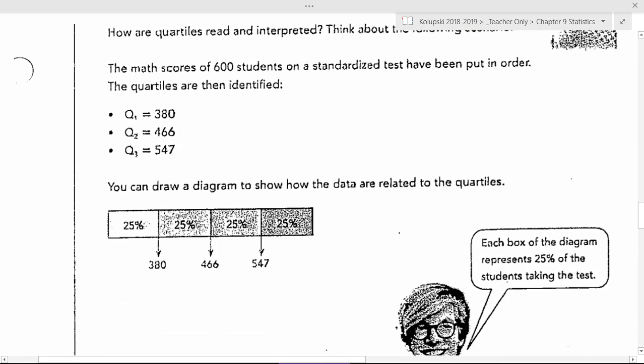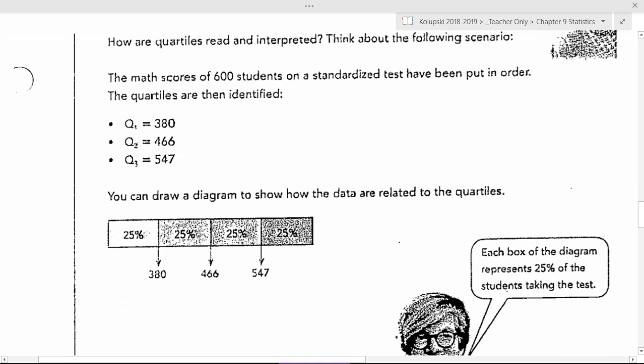Now, the reason why we put the data into quartiles is it tells us information. So these are math scores of 600 students on a standardized test, and they've been put into order. So 380, 466, and 547. So I can say that 25% of students scored between a 0 and a 380. 25% scored between 380 and 466. Or I could say 50%, if I put these 2 together, scored a 466 or lower.